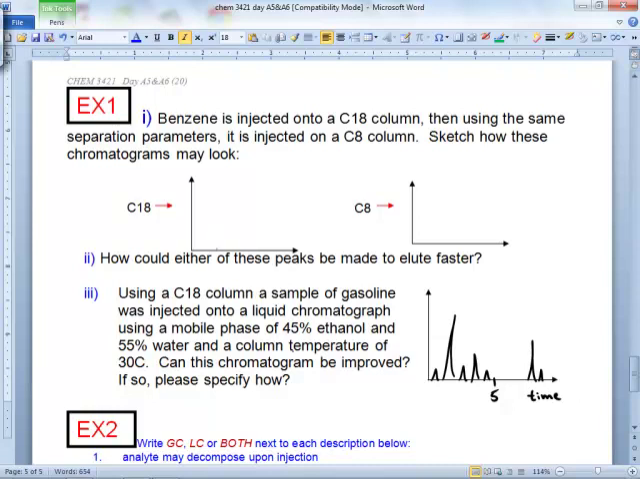So we're going to make it a nice pretty peak. And I'm going to say 5 minutes. Just making it up. Okay? You change columns to a C8 column. Sketch in what you think it's going to look like. And just guess what you think the time would be. No changes, write it exactly the same. Remember what you're changing and what effect that's going to have.